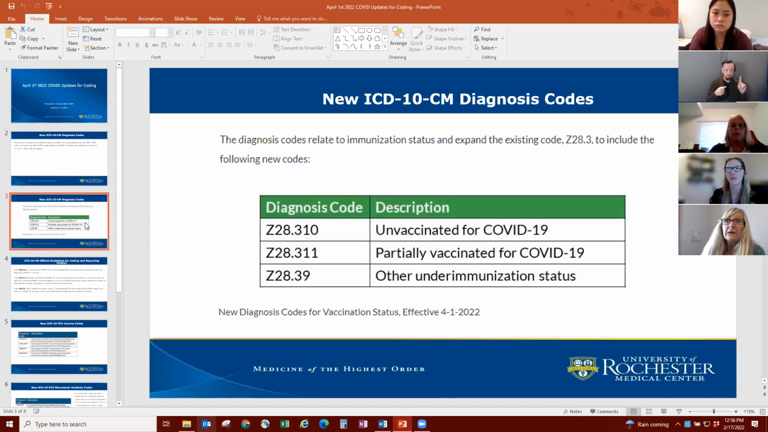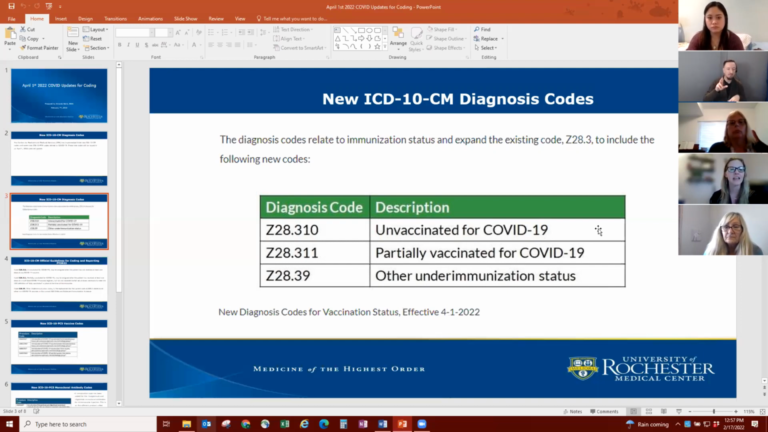So we have here listed three new diagnosis codes, and they're all related to the immunization status of the patient. So they're expansions off Z28.3. Z28.310: if a patient was unvaccinated, meaning they had no vaccinations at all for COVID-19, that would be the appropriate code to use. If they're partially vaccinated, meaning they have received their first dose or their second dose, but they haven't received a booster yet.